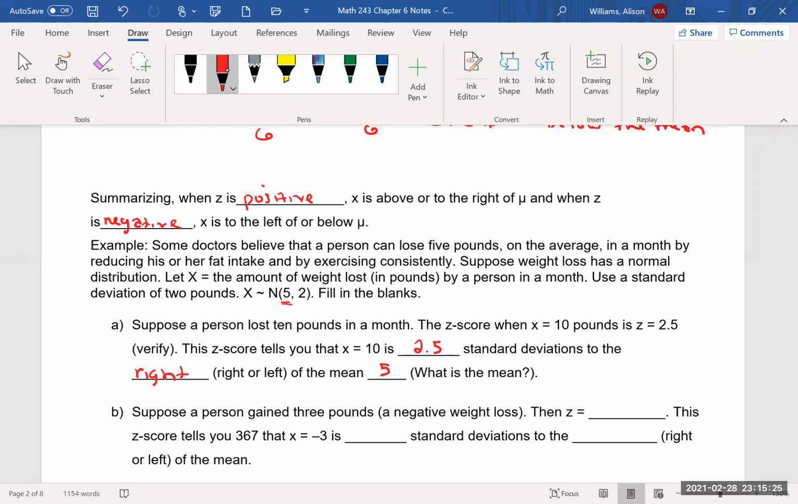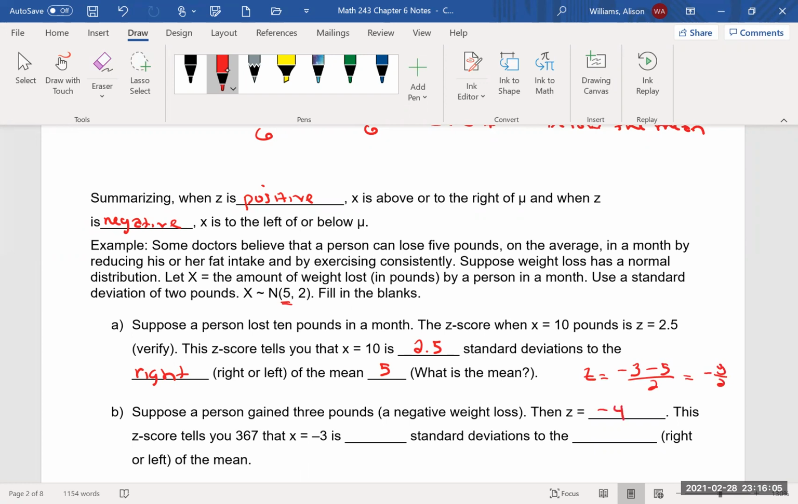Okay, so then suppose a person gained 3 pounds. So we're thinking of that as a negative weight loss then. That means that as a z-score, we want to find what that's going to be for this example. So let's go ahead and calculate that. I'm going to do it in the same little space here. So z is going to be -3. So that's a negative weight loss. And then minus 5 divided by 2. So that's going to come out to -8/2, which is -4. So that's our z-score.